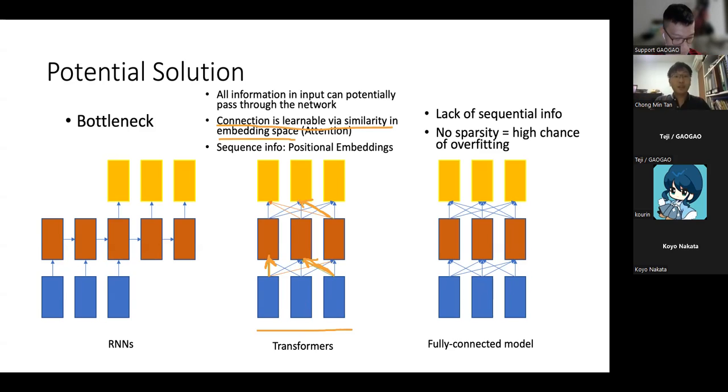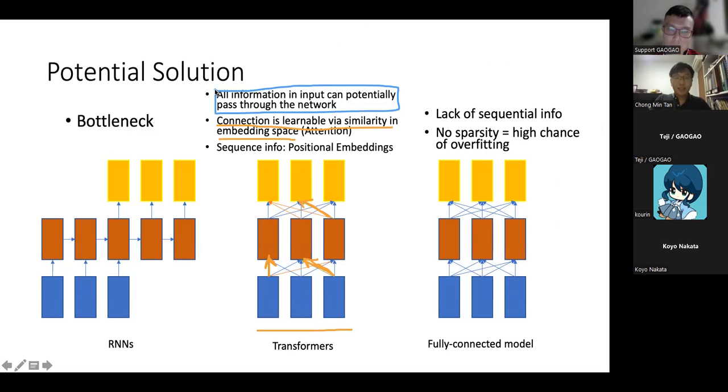Similarly, transformers learn this connection via attention, and this attention is based on similarity in the embedding space. I will cover more on what this similarity in embedding space means. The key thing I want to highlight for transformers is that all information can potentially pass through this network. So what does this mean?